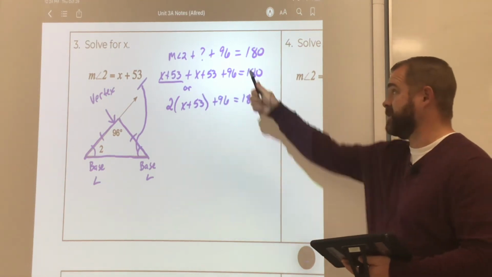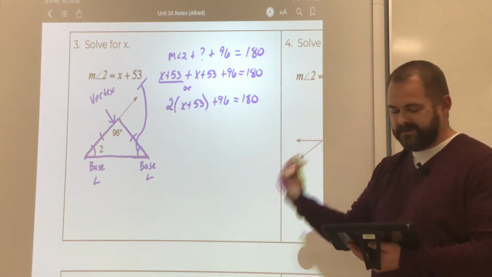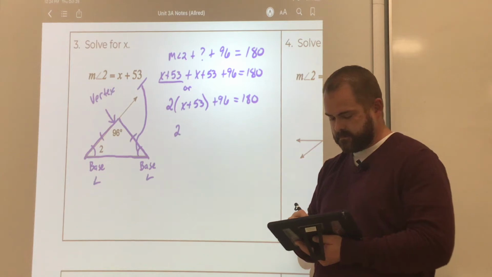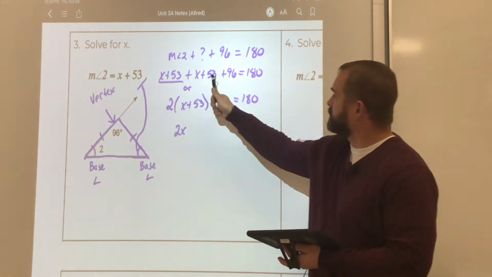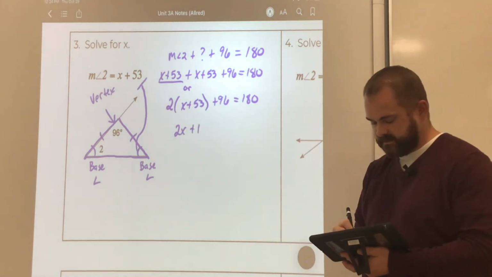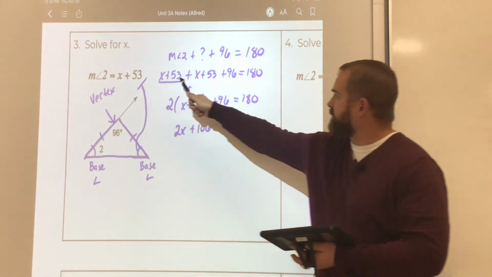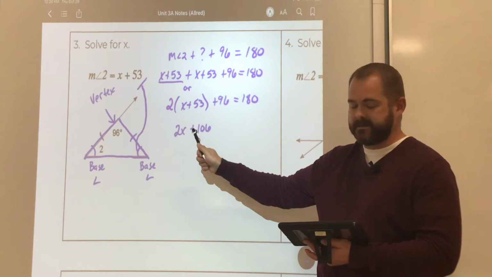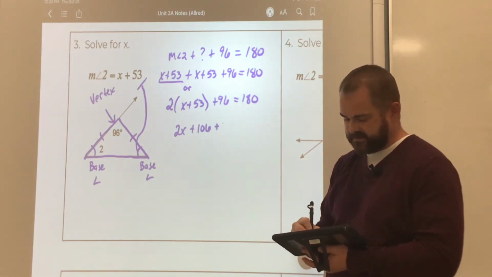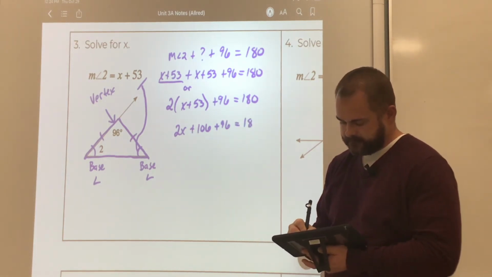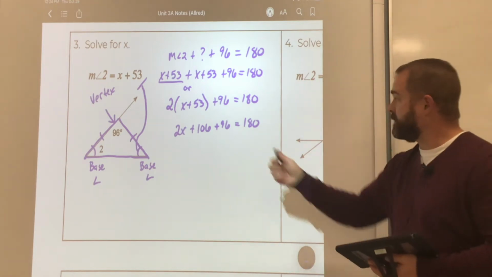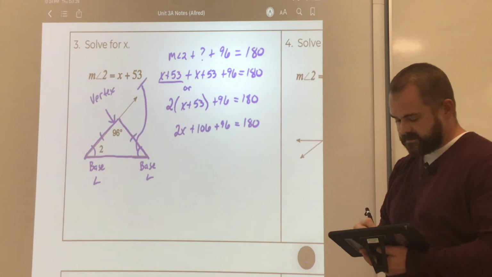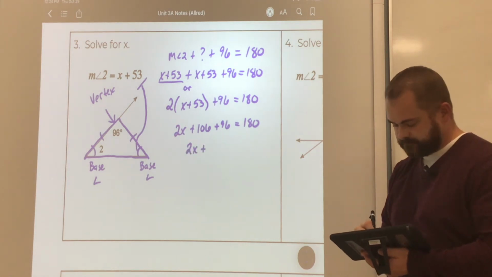Either equation we start with is going to still give me the next equation. When I have 2 x's, that's 2x, and then 53 plus 53 is 106. So whether I combine my terms here or I distribute here, I get this as the next line. But then you also have your plus 96. Okay? And now we want to combine these like terms still, or you might have done those all together up at the top, and so your equation would look like this.